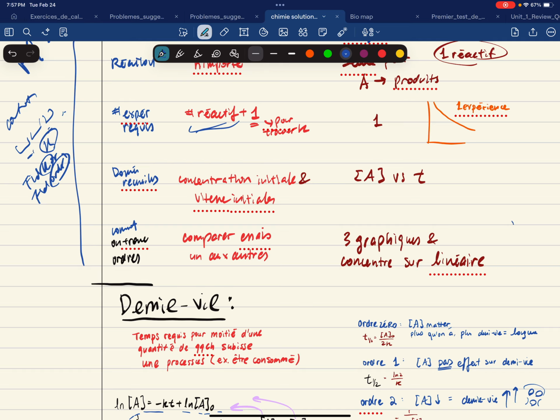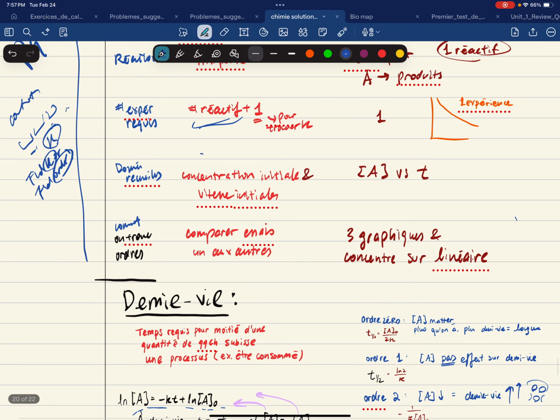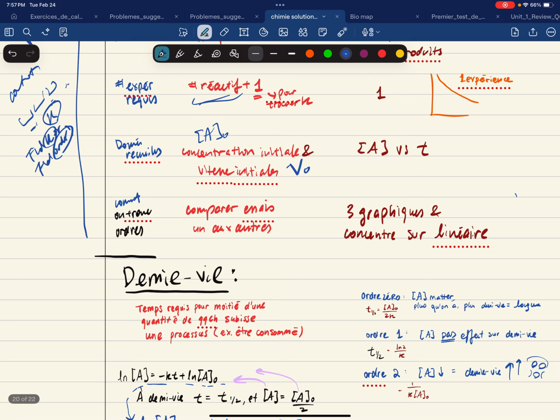And les données recueillies sont des concentrations initiales et des vitesses initiales. Concentration initiale and vitesse initiale is all you need. So you need this, and you need this. And comment trouver les données en comparant les autres essais? Comparant les autres essais, I think it means with the tableau.